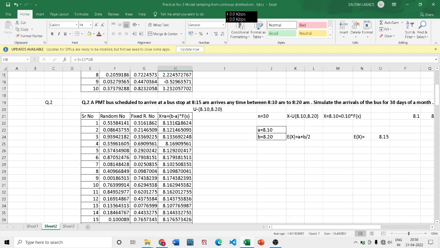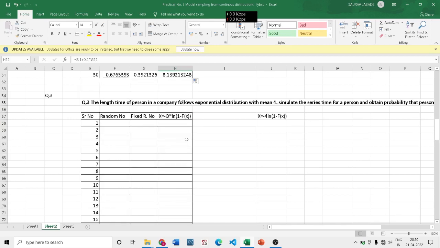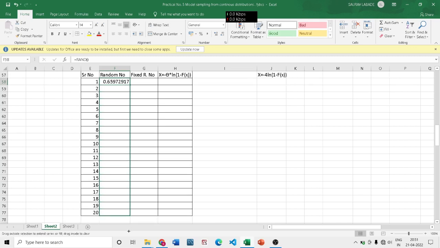Because if any other student is solving, they may get different random samples also. Here it is 8.30 for you, but for another person it may be 8.70 or 8.18. So that is one thing to remember. Now we will see how to generate the random sample of the exponential distribution. Firstly we will complete this procedure, generating the random samples and fixing them.